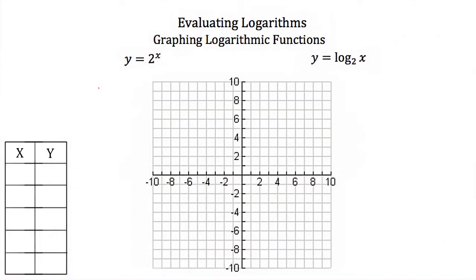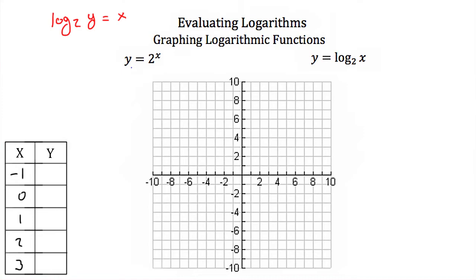Now let's try graphing a logarithmic function, and let's compare it to the exponential function. Here I have y is equal to 2 to the x, and you can think of this as the log base 2 of y is equal to x. Now if I want to graph y is equal to 2 to the x, I need to pick some x values. And I'll pick negative 1, 0, 1, 2, and 3.